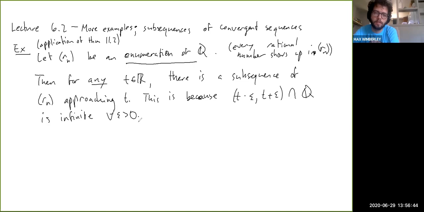So then by Theorem 11.2, that means that there is a subsequence, right? That's what we just proved. Okay, so that's one example.